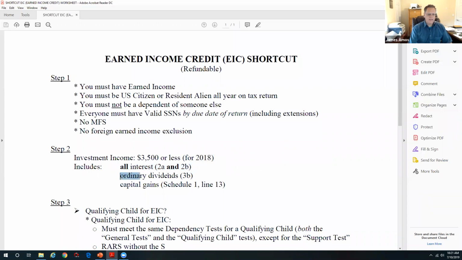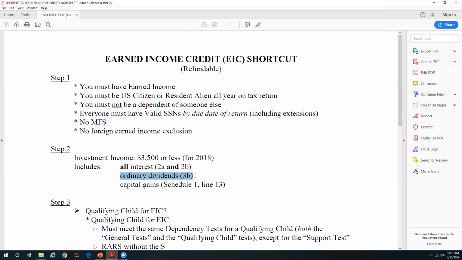Then you have ordinary dividends on 3B. I want you to notice these are not qualified dividends. Qualified dividends don't count. Now, going way back to early sessions, what is different about qualified dividends than ordinary dividends? Can somebody reach back in their memory and tell me what is special about a qualified dividend as opposed to an ordinary dividend? Qualified dividends have a lower rate, don't they? Yeah, basically. They are subject to the capital gain rate?